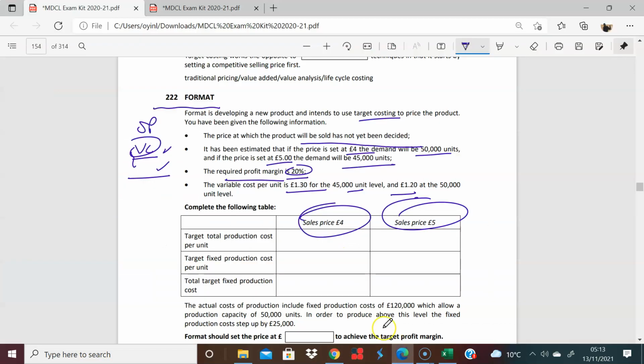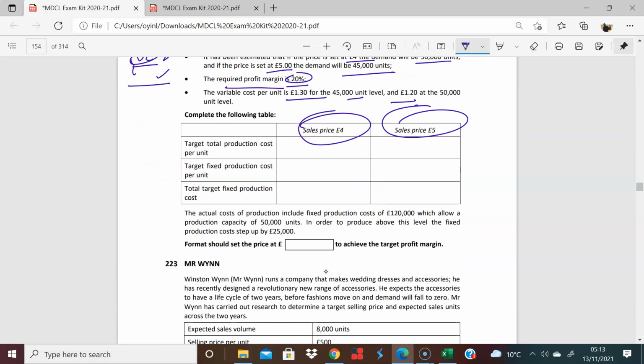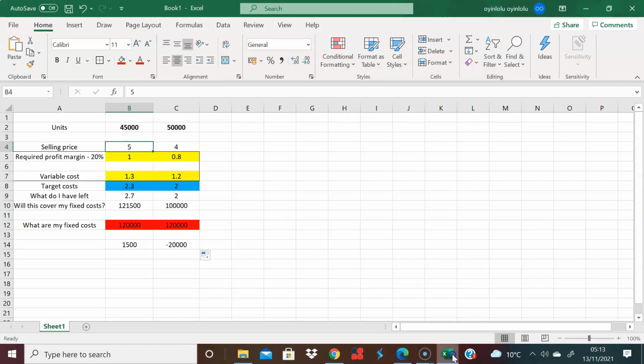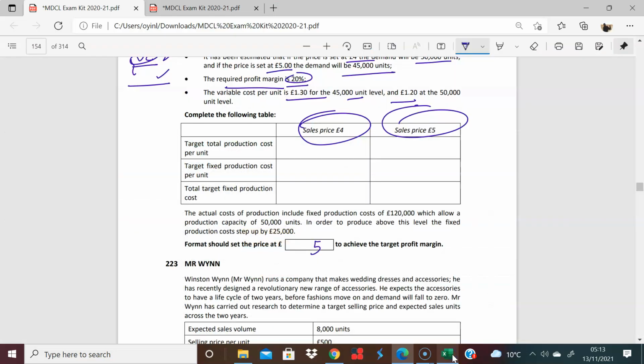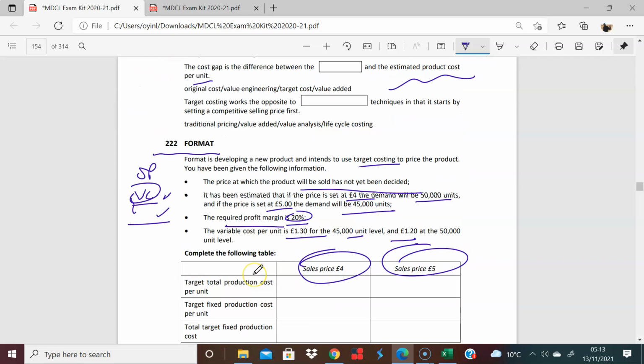And so that's how you answer that. You should sell it at £5. And I've done all of this here in this spreadsheet, so you can fit all that in, and that's how you deal with that. Okay, great stuff. And that's question 222.